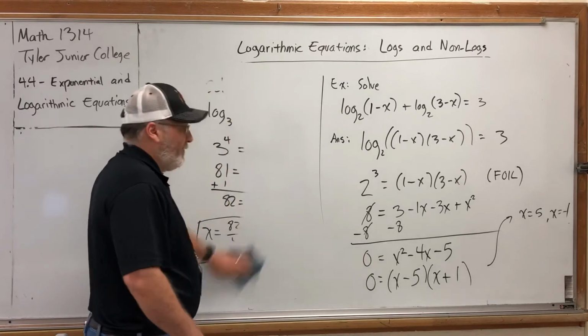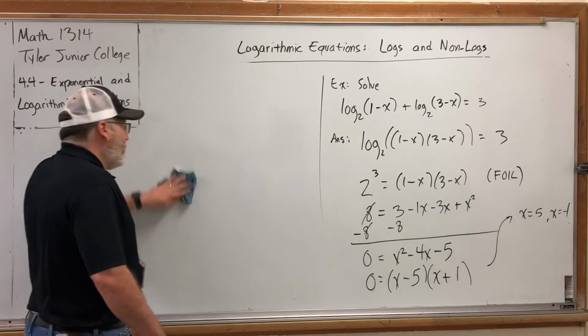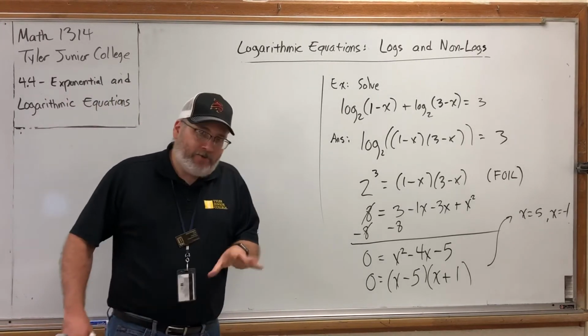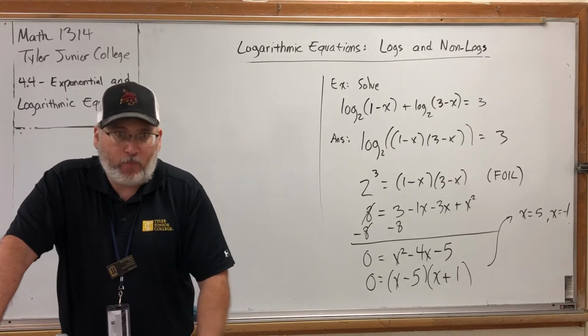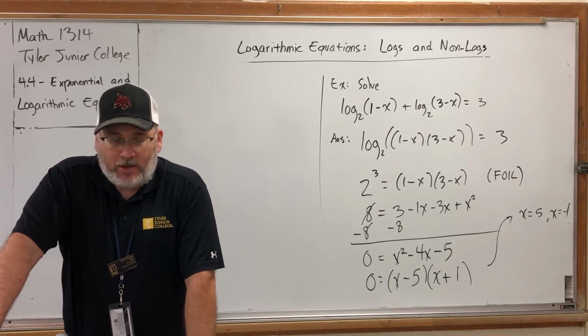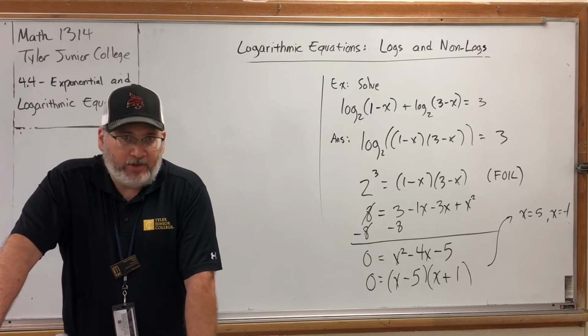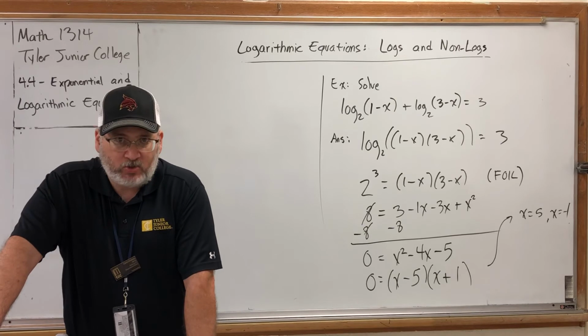This is not over because we have to check for extraneous solutions. And why do we have to do that? Because logarithms have domain issues. Go all the way back to section 4.2. You cannot take logs of negative numbers or 0. You can only take logs of positive numbers.